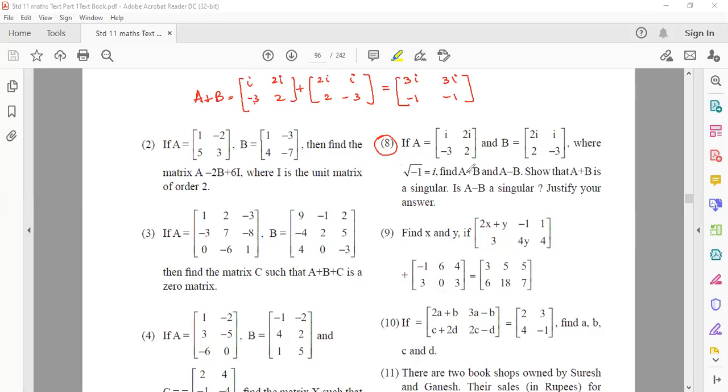So what I did, I added A and B, A plus B I calculated. Now I am checking whether A plus B is singular or not. When do you say a matrix is singular? When its determinant is equal to 0. Yeah, so calculate the determinant of A plus B. So determinant of [3i, 3i; -1, -1]. What answer will you get? Minus 3i plus 3i. So then its determinant you got as 0, which implies A plus B is a singular matrix.